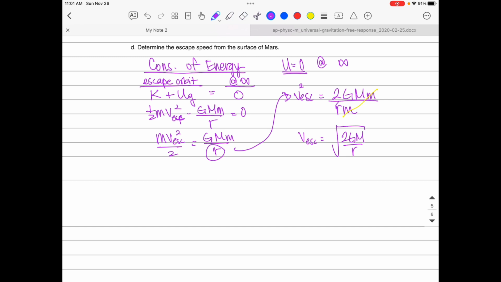If we plug in our values, it is equal to the square root of 2 times 6.67 times 10 to the negative 11 times the mass of Mars, which is 6.4 times 10 to the 23, all over the radius of 3.4 times 10 to the 6, and that whole thing is equal to 5,011 meters per second.